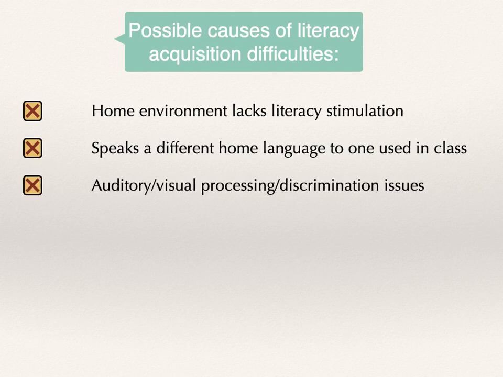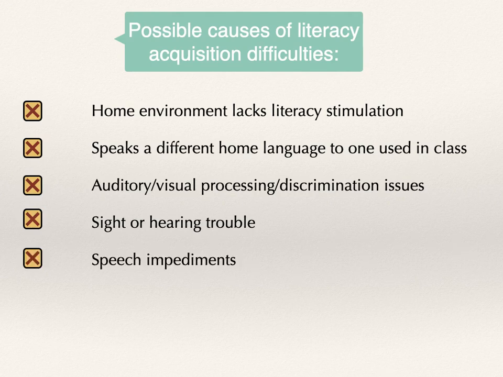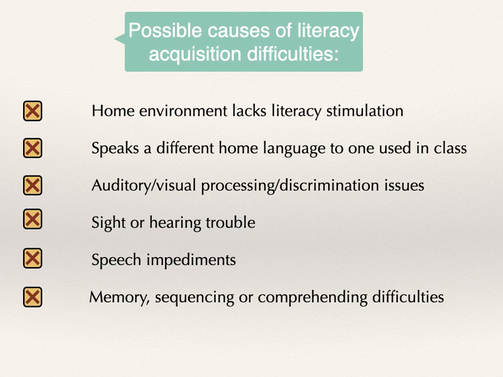The learner may have auditory or visual processing or discrimination issues. The child could have hearing or sight troubles. The child may have speech impediments. Embarrassment of the speech impediments may refrain the child from communicating. Or the child may have difficulties with remembering, sequencing, or understanding stories, concepts, and so on.